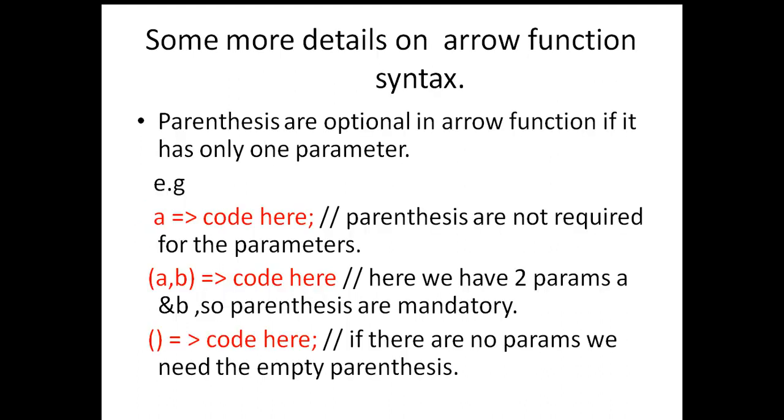Parentheses are optional in an arrow function if it just has one parameter. So as shown here, a, arrow, and code here. If it has more than one, then the parameters need to be in parentheses. If it doesn't have any parameter, it needs to have empty parentheses.